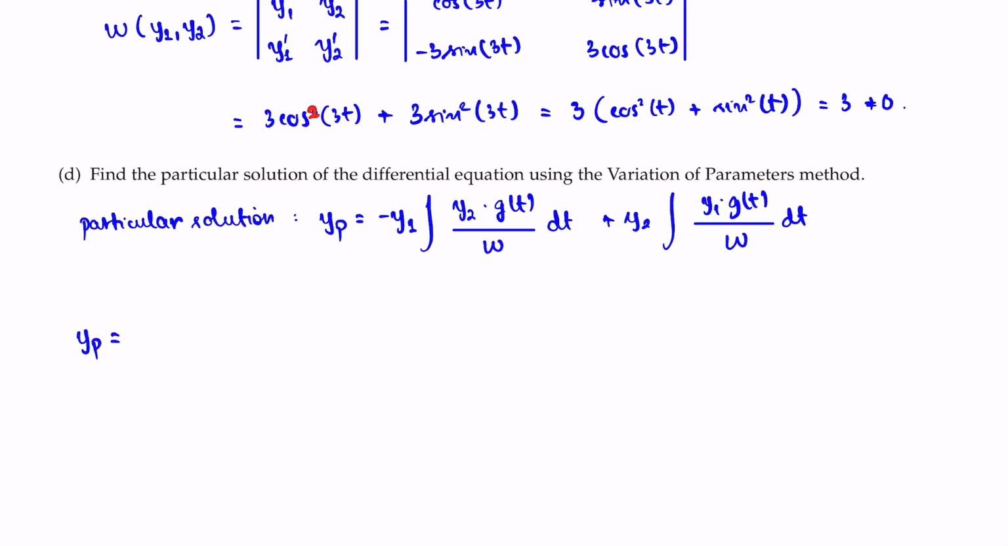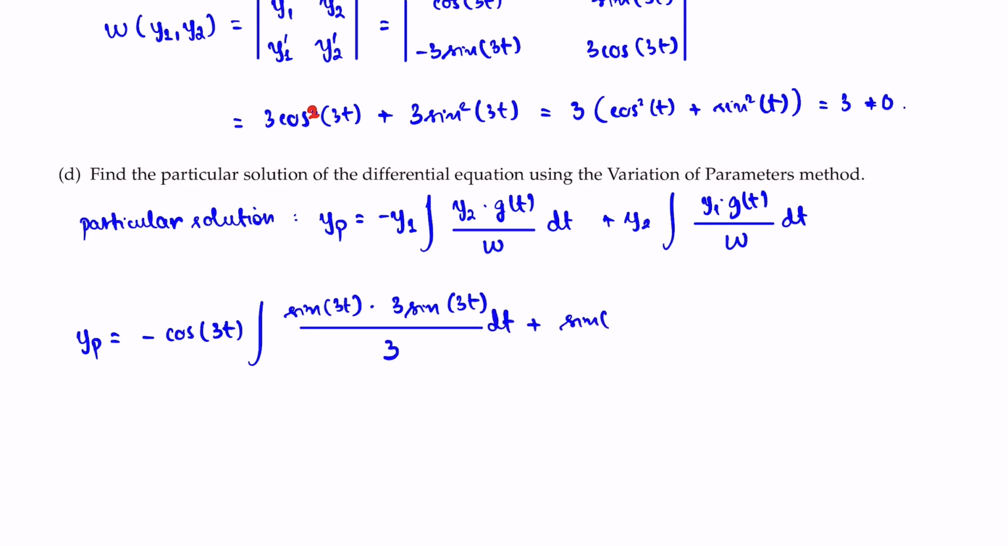So y sub p is equal to negative cosine of 3t times the integral of y2, which is sine of 3t, times g of t. So g of t is equal to 3 times sine of 3t, and the Wronskian is 3. Plus y2, which is sine of 3t, times the integral of y1, which is cosine of 3t, times g of t, which is 3 times sine of 3t, divided by 3, the integral with respect to t.